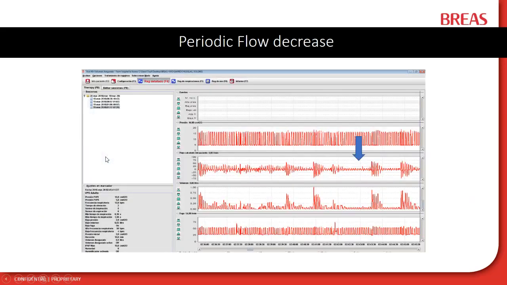The second step would be the periodic flow decrease. You know, this is a pressure mode. Our dependent variable is the flow, and you can see cyclic decreasing in the flow waveform here and here.